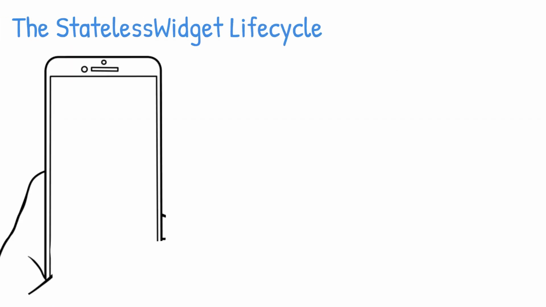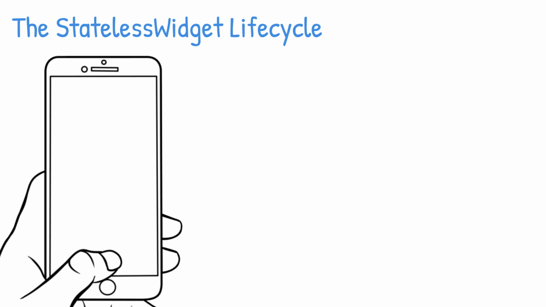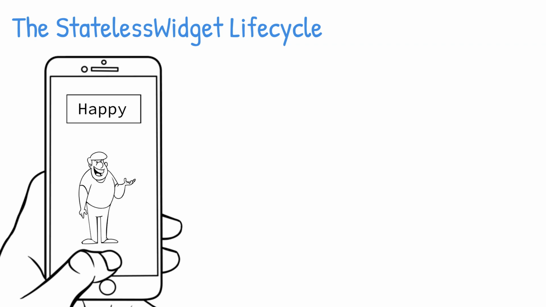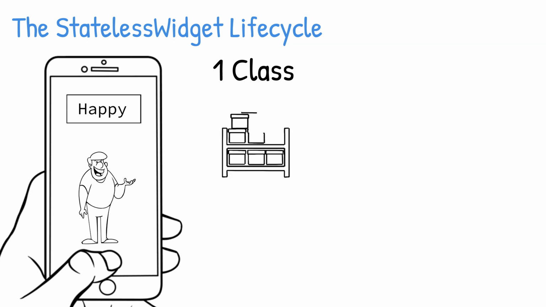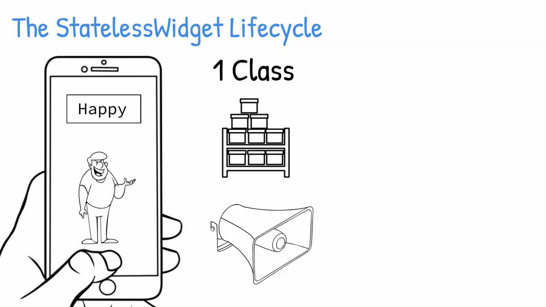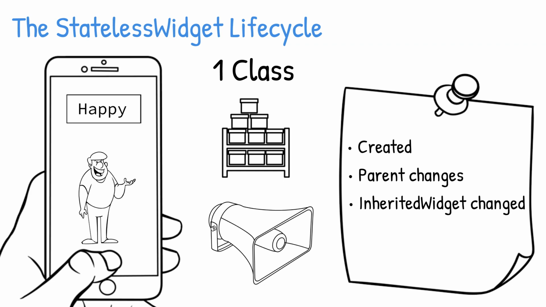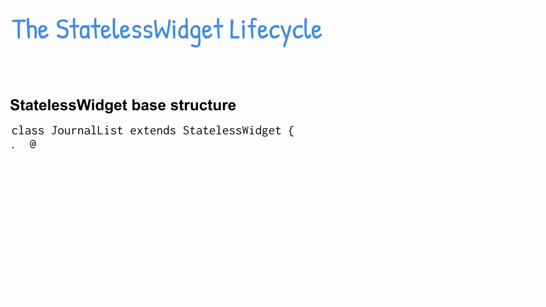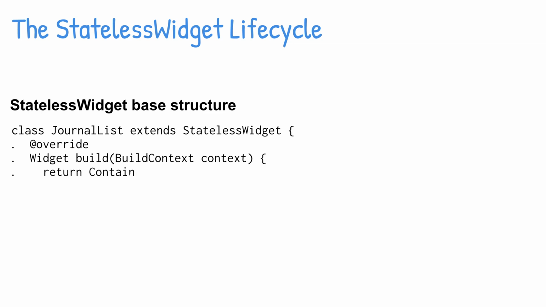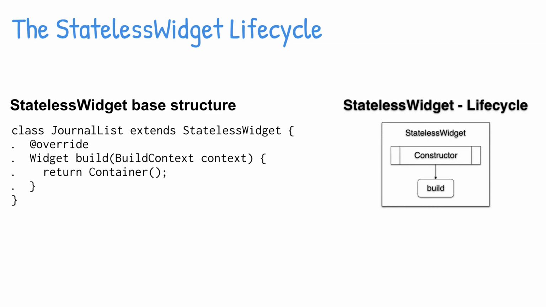The stateless widget is built based on its own configuration and does not change dynamically. For example, the screen displays an image with a description and will not change. The stateless widget is declared with one class. The build method, the UI portion of the stateless widget, can be called from three different scenarios. The first time the widget is created, when the widget's parent changes, and when an inherited widget has changed. The following sample code shows a stateless widget-based structure and the widget's lifecycle. You create one class that extends the stateless widget and contains the build method to compose the UI.